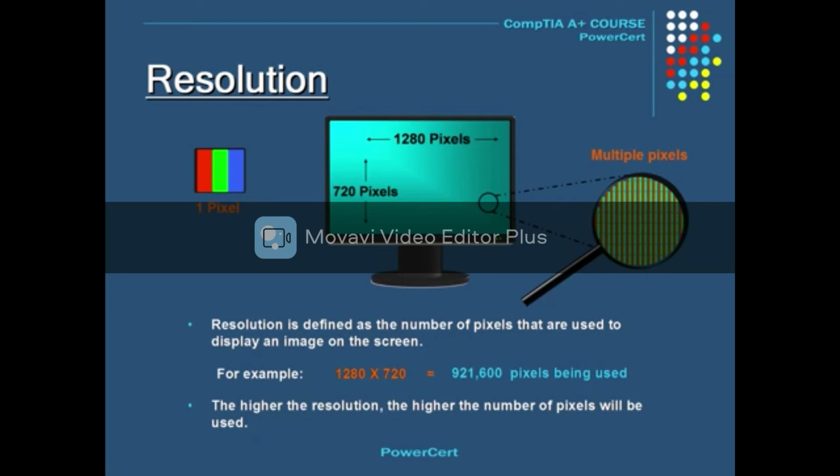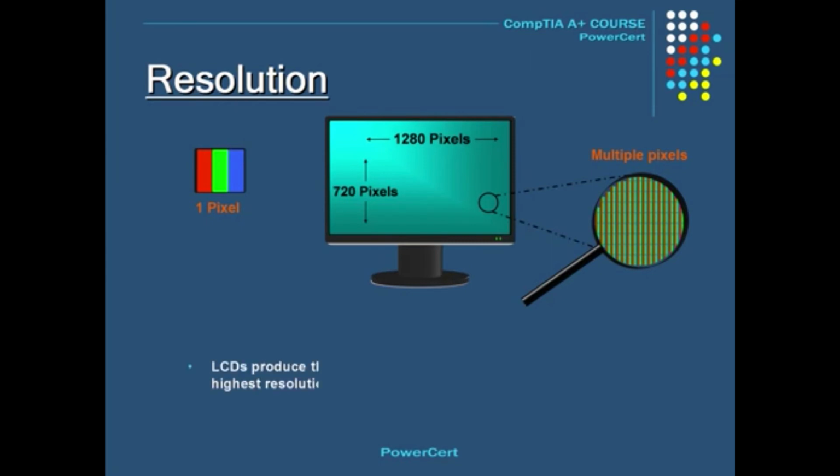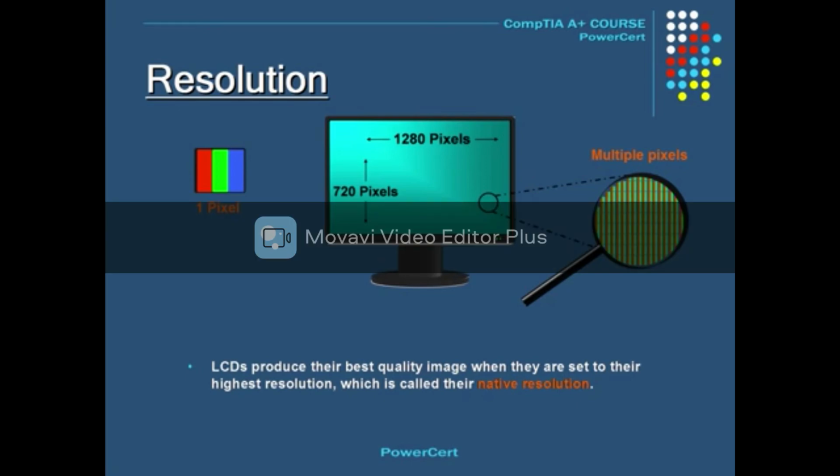Depending upon the hardware and software being used, resolutions can be set anywhere from 640 by 480 up to 1920 by 1200 or more. LCDs produce their best quality image when they are set to their highest resolution, which is called their native resolution.